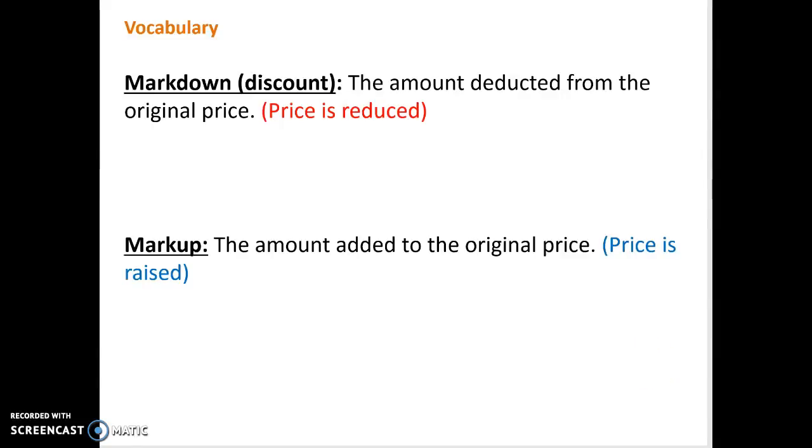Alright, in this video we're going to talk about markdown and markup. A markdown is the amount deducted from the original price, so it's when the price goes down, and it works just like a discount. A markup is when an amount is added to the original price and the price is raised. Alright, so it's not quite tax and tip, but it works just like tax and tip. Alright, so let's look at an example.